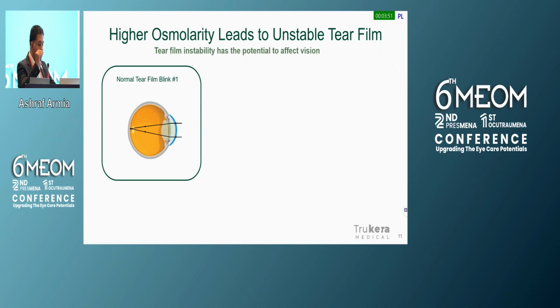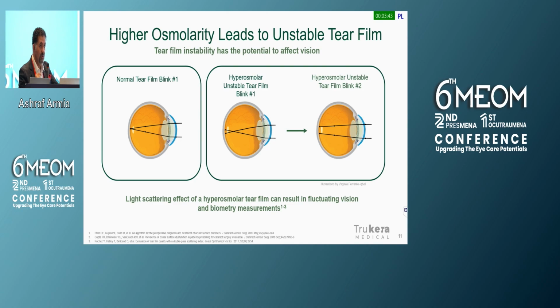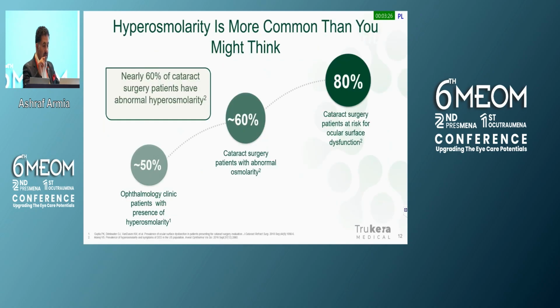The higher osmolarity leads to unstable tear film. So the tear film instability is potentially affecting vision. How? This is the normal tear film during blinking, and when there is hyperosmolarity, it leads to an unstable tear film. Hyperosmolar unstable tear film means the vision will never be good, because the light scattering effect in the hyperosmolar tear film results in fluctuating vision. Hyperosmolarity is more common than anyone can think.